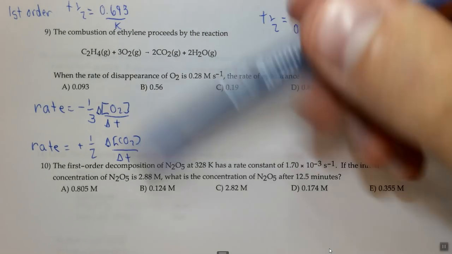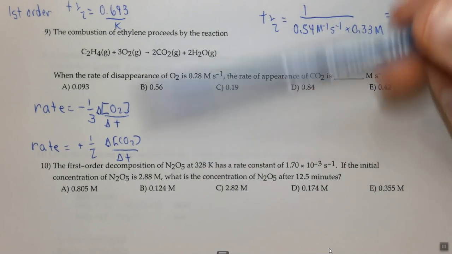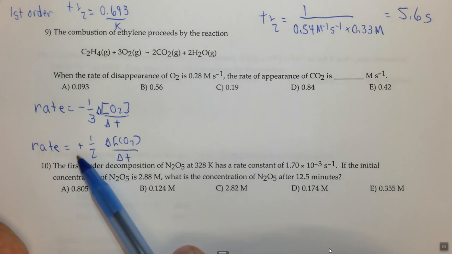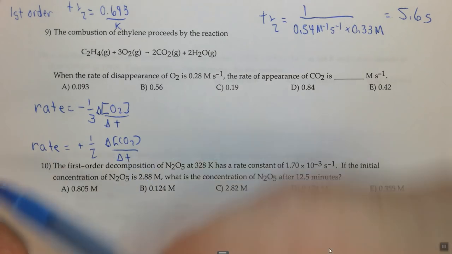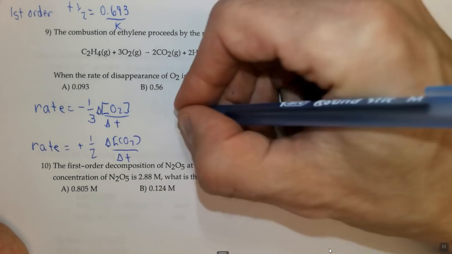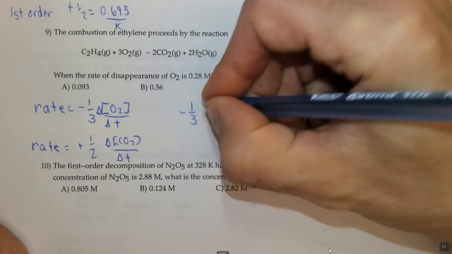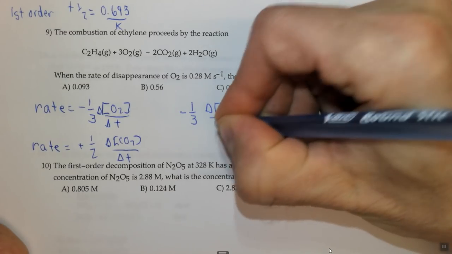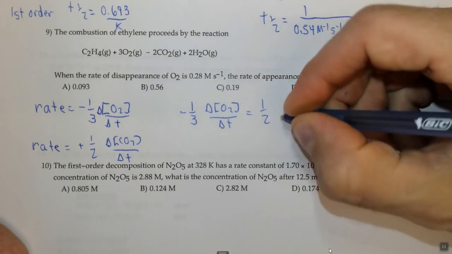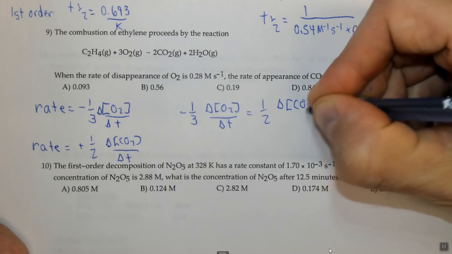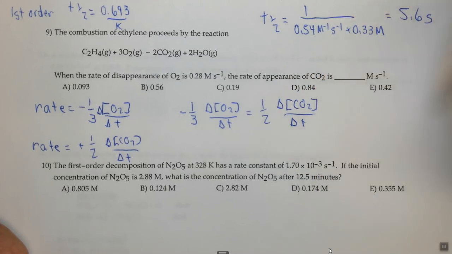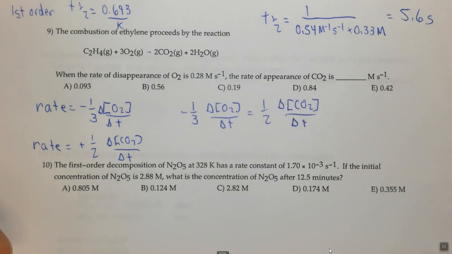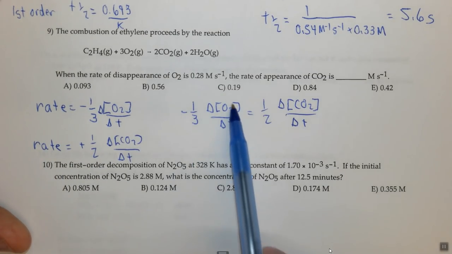So this is from question 1 where we covered the rate with respect to products and reactants. So O2 is disappearing at this rate and CO2 is appearing at this rate. But these two rates are equal. Said another way, negative 1 over 3 delta concentration of O2 over delta T is equal to 1/2 delta concentration of CO2 over delta T. So these two things are equal because the rate of one disappearing and the rate of one appearing are the same.